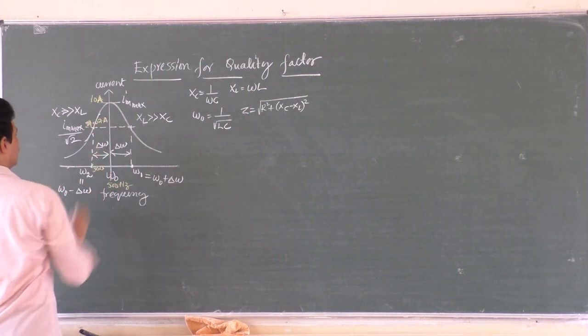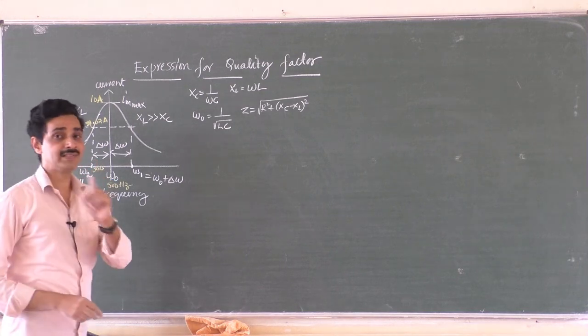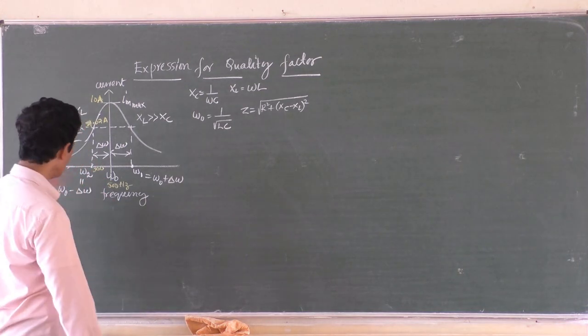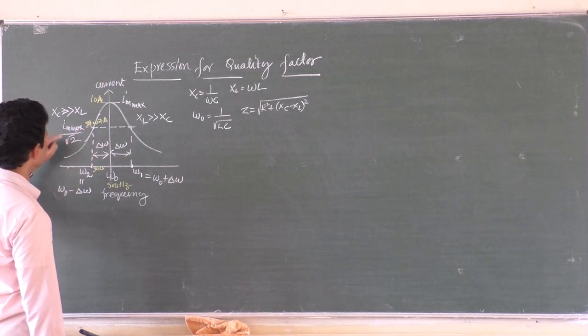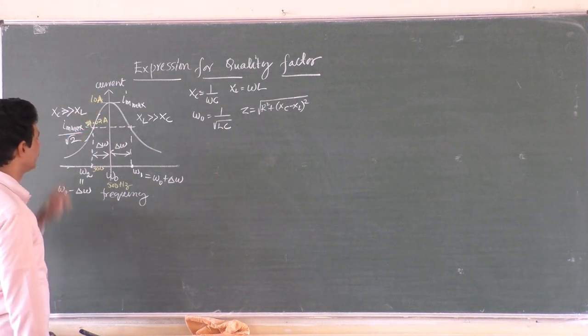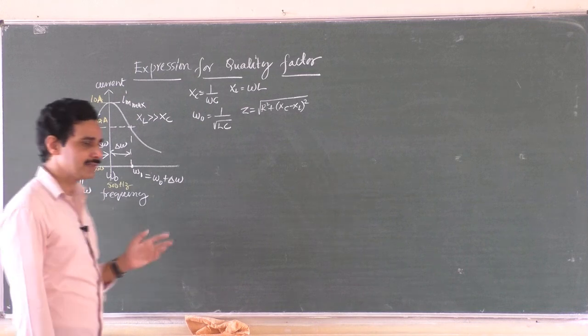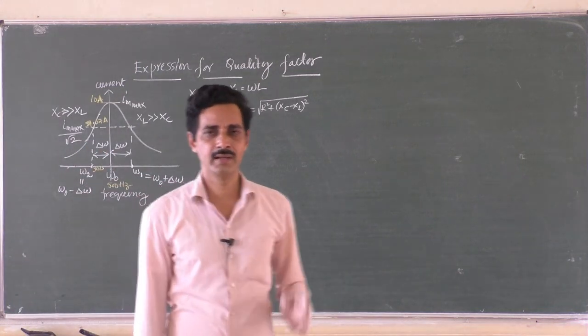Sir, how did you write this value? Because 1 by root 2 is 0.707. If 1 by root 2 is 0.707, 0.707 into Im maximum 10, that is 7.07. So I think 7.07 is not a bad current, right?